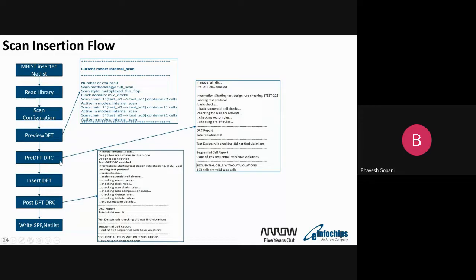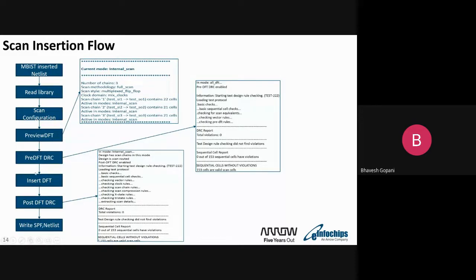Once the pre-DFT DRC checks are done, or all the violations are resolved, then we can start inserting the DFT. In insertion, the tool will stitch everything, whatever is configured here, into chains. It will create the compression logic, hard macro. Then stitching happens, and we can write out the final DFT netlist after this insertion stage.